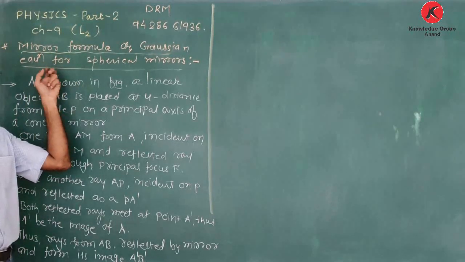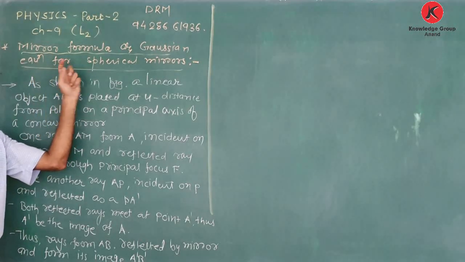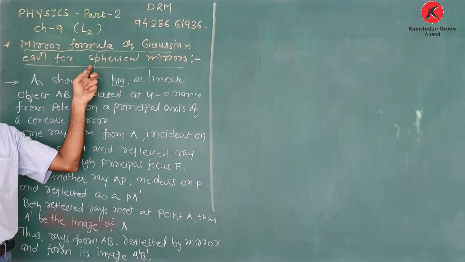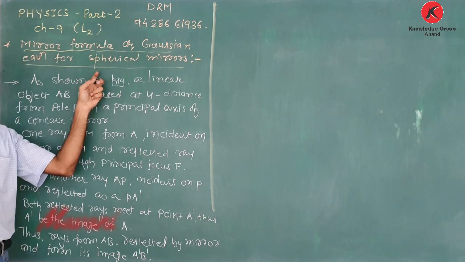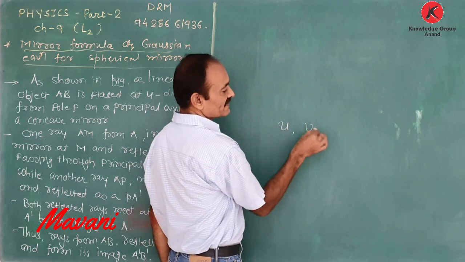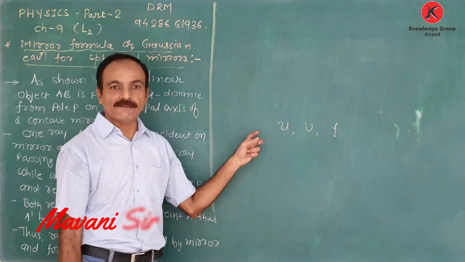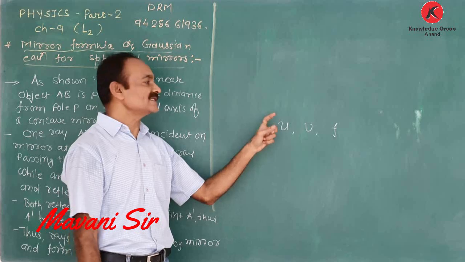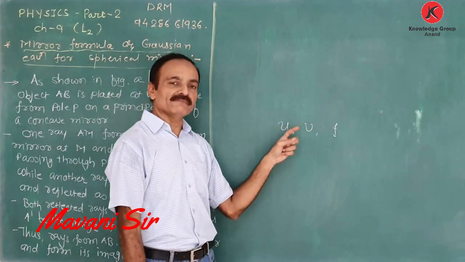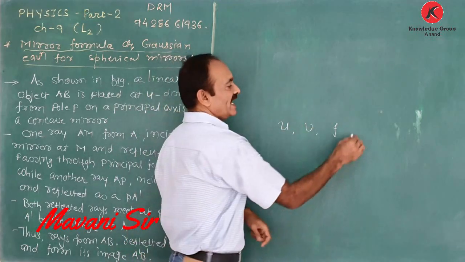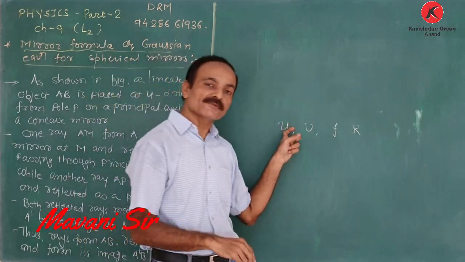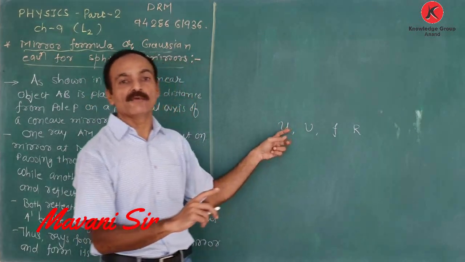Hello friends, today we are going to discuss the mirror formula, also known as the Gaussian formula for a spherical mirror, which is the relation between the object distance u, image distance v, and focal length f of a mirror. Sometimes you are also asked to derive the equation showing the relation between the object distance, image distance, and radius of curvature for a spherical mirror. That is the most important question because it is frequently asked in board exams.